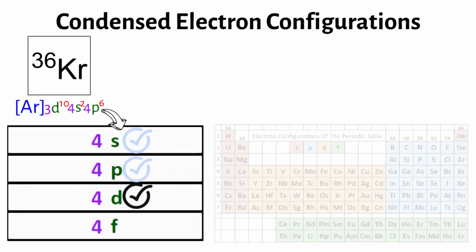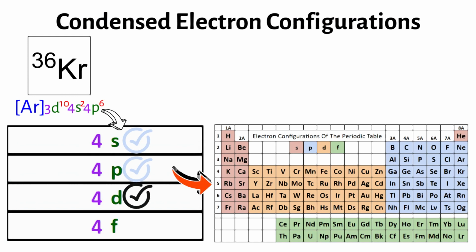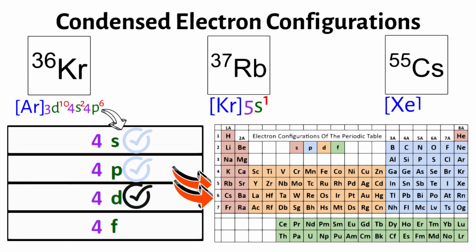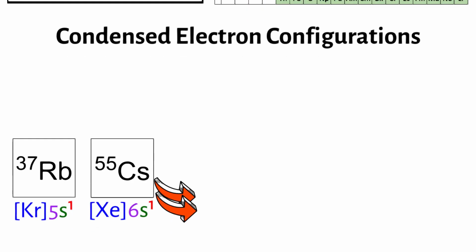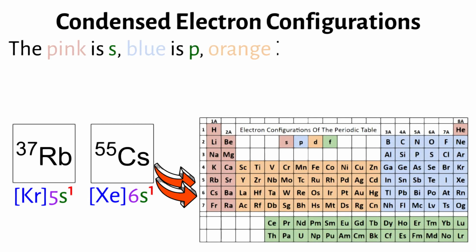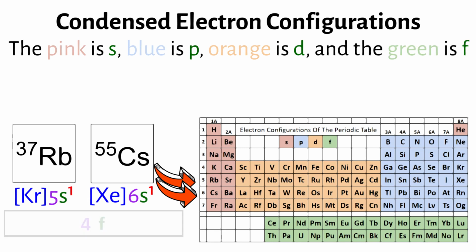Did you notice that as you move down from the 5th row to the 6th row, the condensed electron configuration goes from 5s1 to 6s1? It's not an accident. The periodic table is set up that way. Furthermore, the table I've constructed tells you what orbital the electron goes into, relatively speaking. The pink is s, blue is p, orange is d, and the green is f. But we haven't talked about f yet.